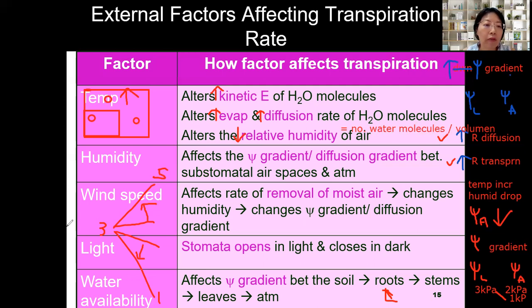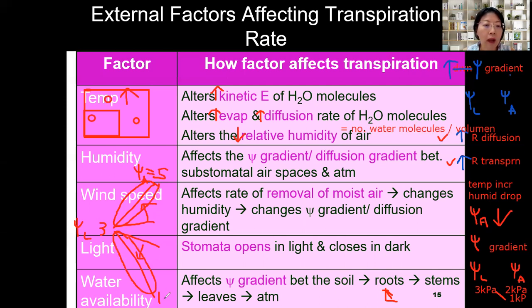When you compare 3 and 5, you're only comparing the water potential of the leaf versus the water potential of the atmosphere. Of course, 5 is higher, but I'm not talking about water potential. I'm talking about the gradient. When I talk about gradient, I'm talking about the slope here. The steepness of the slope is the gradient. Just remember that. Okay?